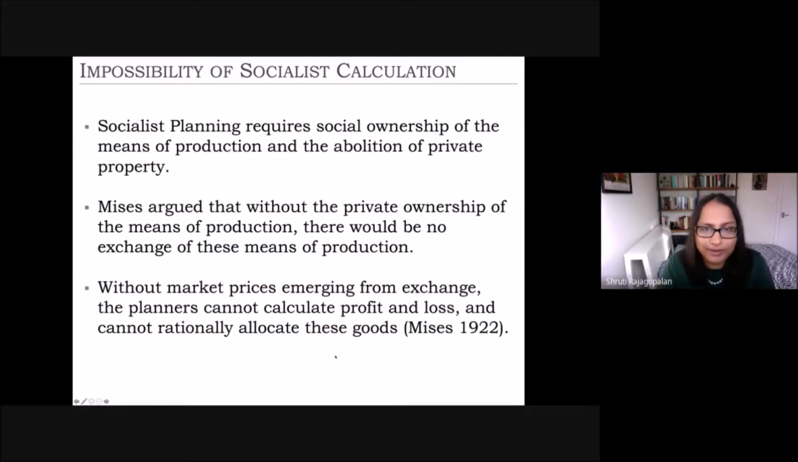Mises argued, however, that the private ownership of means of production is really important, right? Without the private ownership of means of production, you don't understand what exchange means, right? So when we trade with each other, when I go to the marketplace and I buy vegetables, right? We have these exchange values. I give 100 rupees in exchange for potatoes, for instance, right? What does that really mean, that exchange of 100 rupees for potatoes?